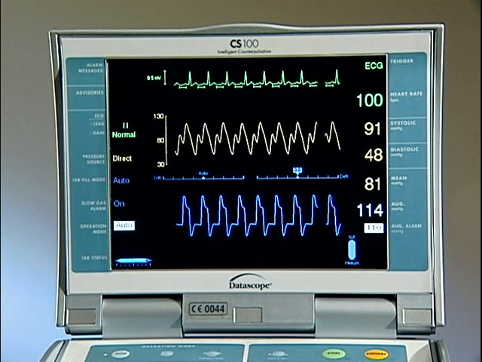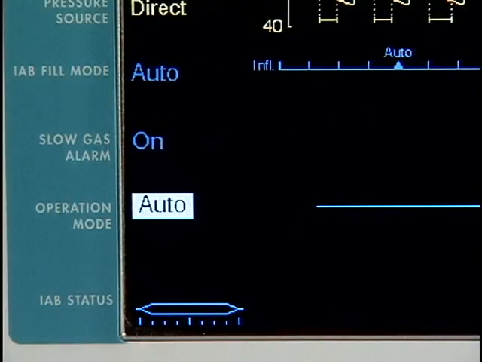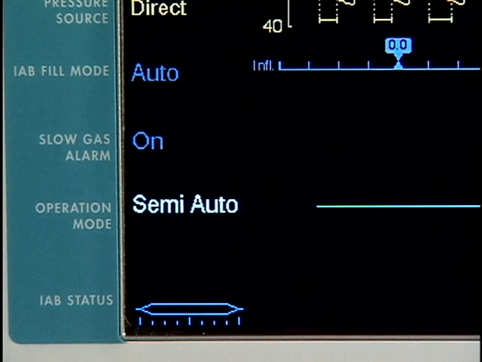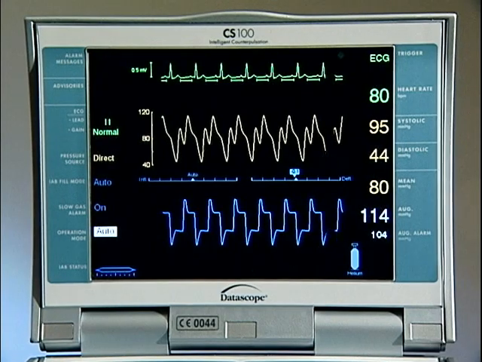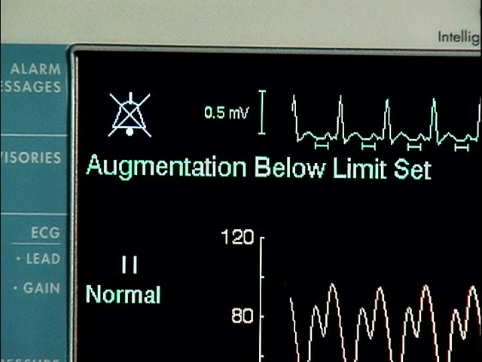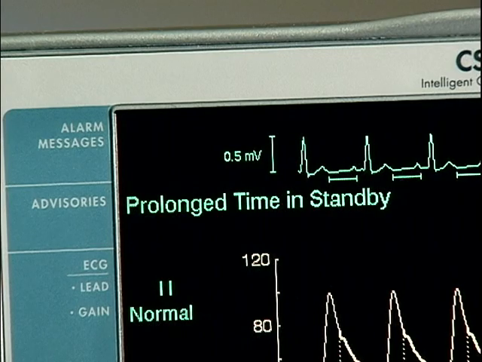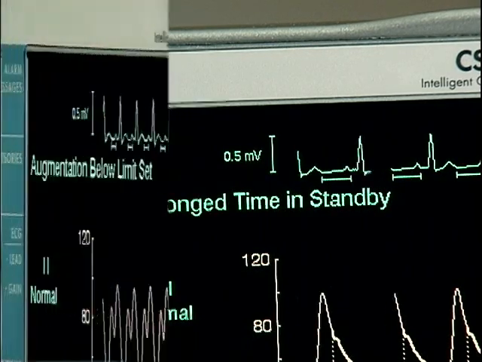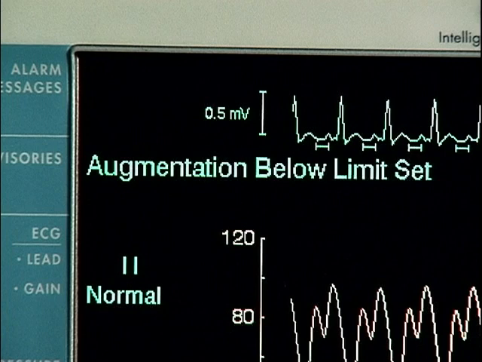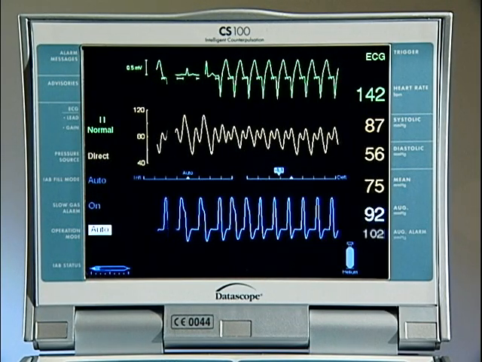Some alert messages may occur in any of the operation modes, while certain alert messages only occur during auto and semi-auto operation modes. The alert messages that may occur in any of the operation modes are augmentation below limit set, low battery, low helium, and prolonged time in standby. The most probable cause of the alert augmentation below limit set is a drop in the diastolic augmentation below the augmentation alarm limit. This alert should direct the operator to assess the patient's hemodynamic status.